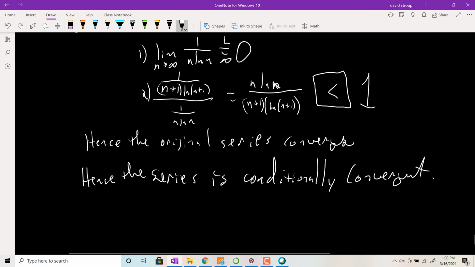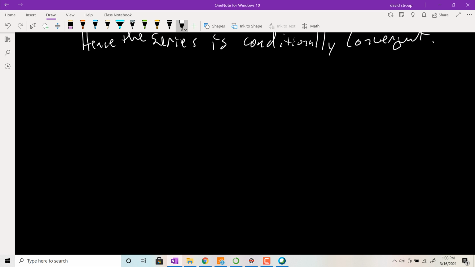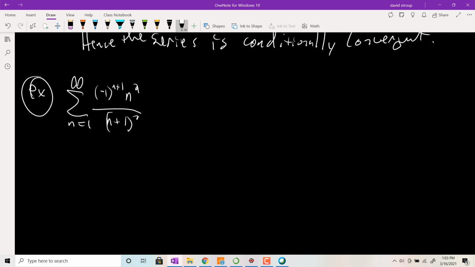Okay, let's do one that just is divergent and see how horrible that is. Example: the sum from n equals 1 to infinity of negative 1 to the n plus 1 times n squared all over n plus 1 squared. All right, so again, we start with the series of the absolute value of that expression. That will just get rid of the negative 1 to the n plus 1.